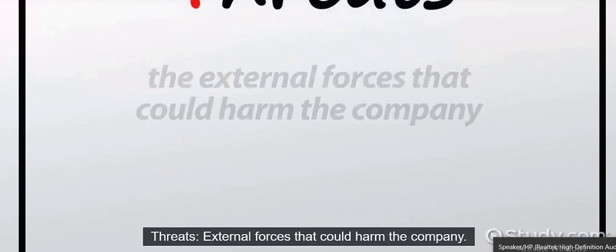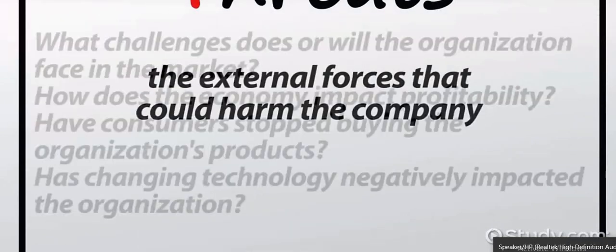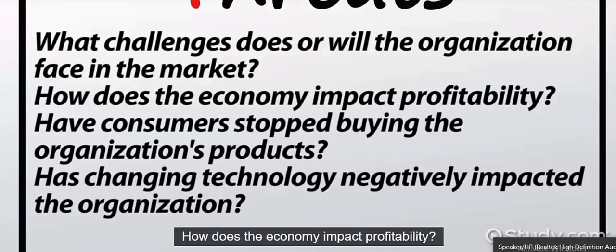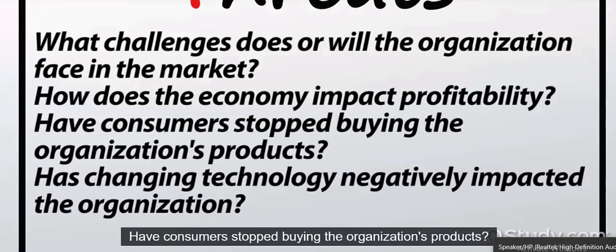And threats, or the external forces that could harm the company. What challenges does or will the organization face in the market? How does the economy impact profitability? Have consumers stopped buying the organization's products? Has changing technology negatively impacted the organization?